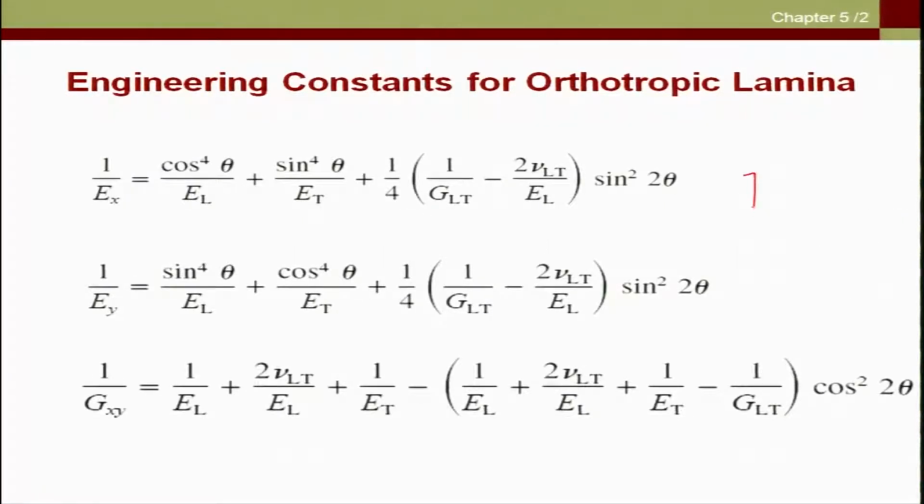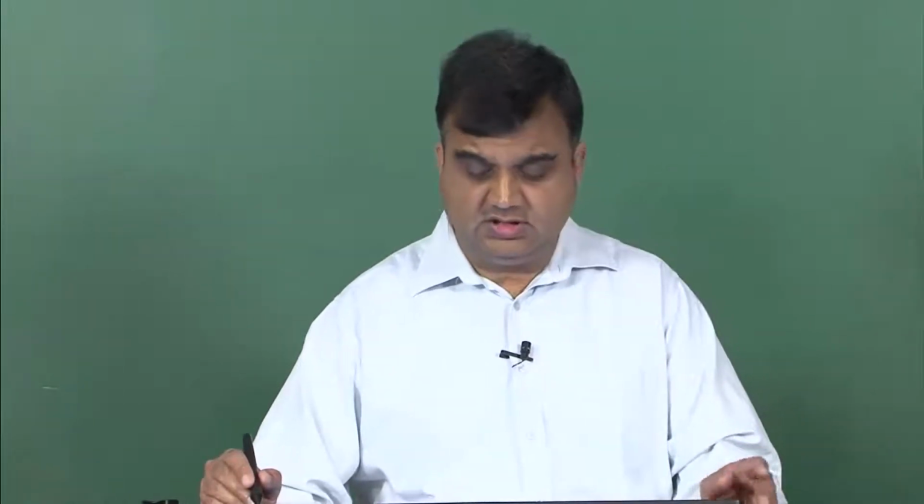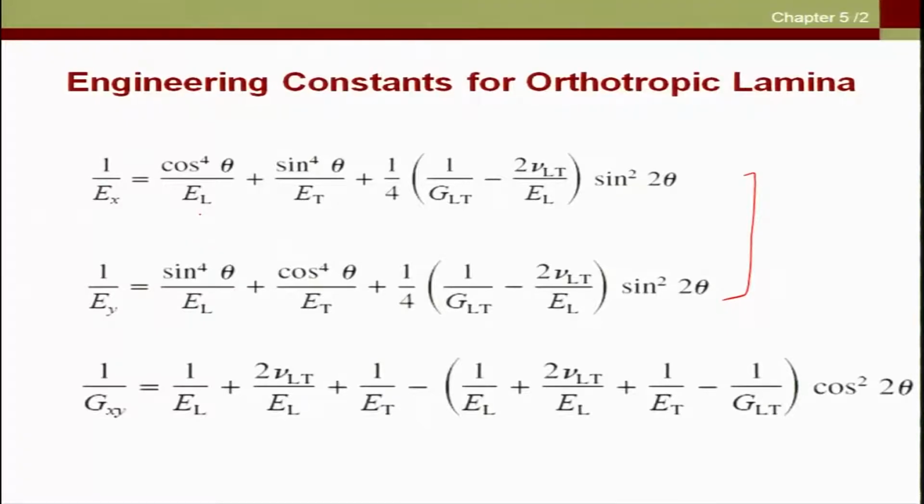What you see here is that if theta is equal to 0, then all these sin theta terms go away. So, 1 over Ex becomes 1 over El, or Ex equals El, which makes sense because when theta equals 0, then the x axis and the L axis are mutually aligned. So, Ex will be equal to El. Similarly, when theta equals 90 degrees, then the x axis will be aligned to the transverse axis, which is the t axis, and in that case Ex will equal Et.